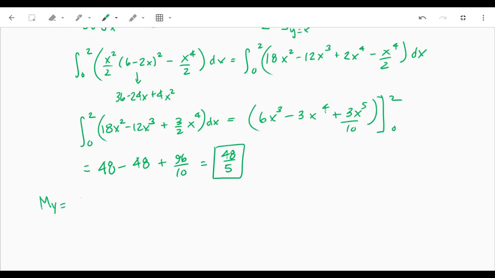So it's going to look just like our area, or I'm sorry, our mass one. But we're going to put in that extra x. So it's x times rho, so x times x squared would be x cubed dy dx. Okay, so our integral from 0 to 2, we'll have x cubed y, where y goes from x to 6 minus 2x.